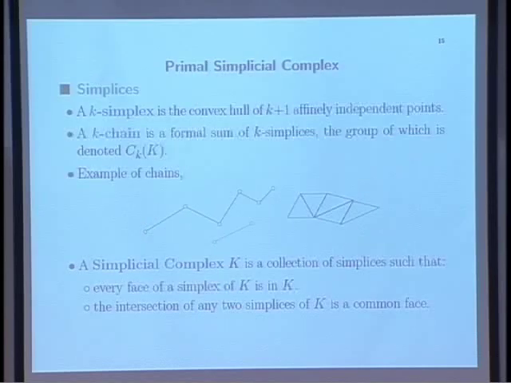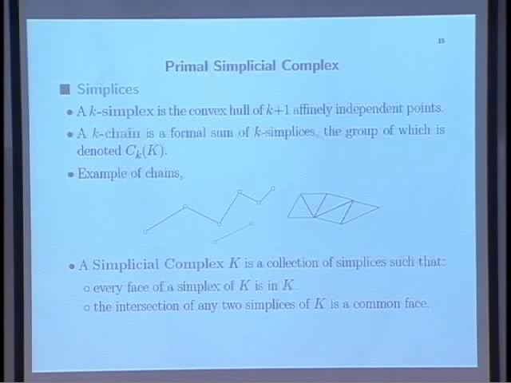So what we're going to do is to look at the context of simplicial complexes. You probably all know what a simplicial complex is. A k-simplex is just the convex hull of k plus 1 affinely independent points. And then you want to look at the formal sum of these simplices. And this is the means by which we discretize the object in question, the geometry of the object in question. And examples of chains are these directed components.